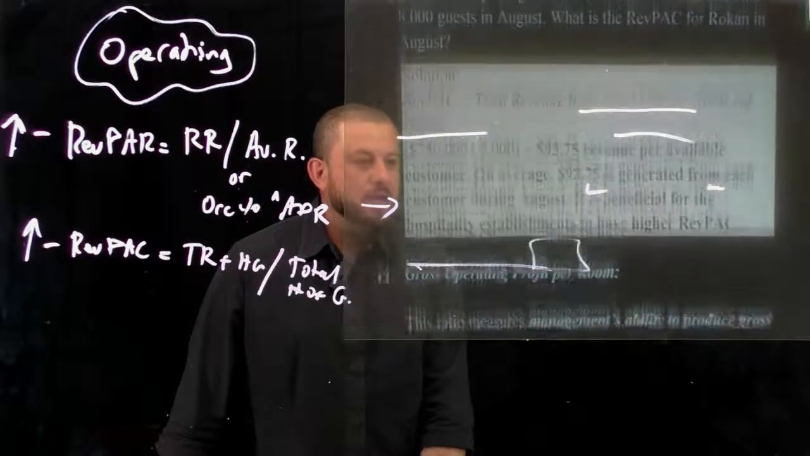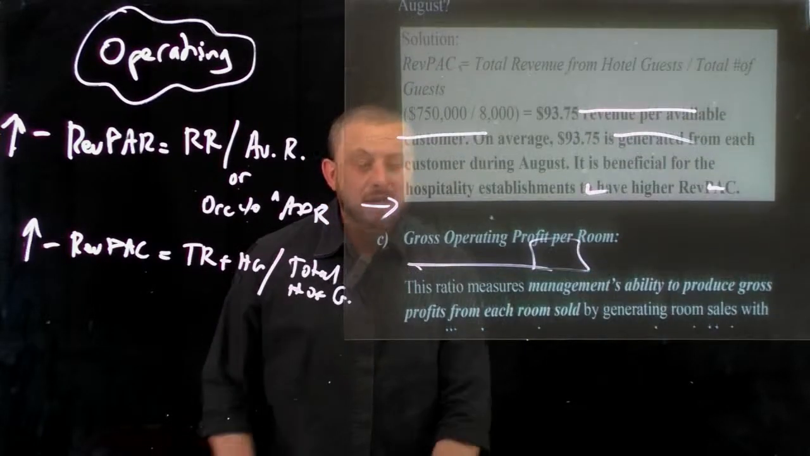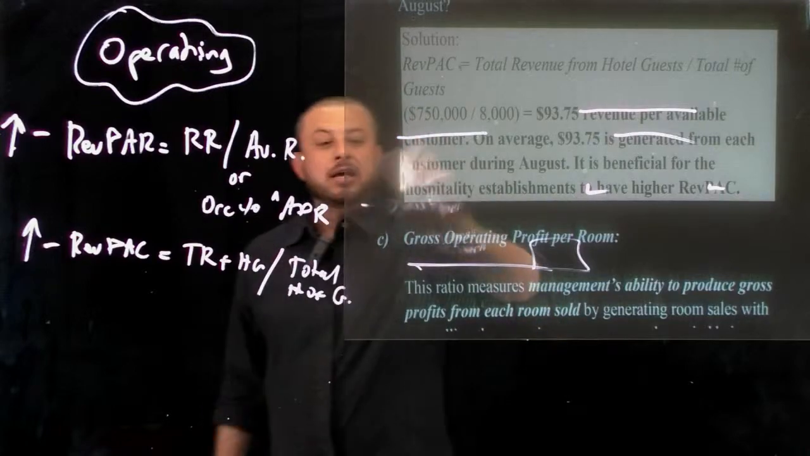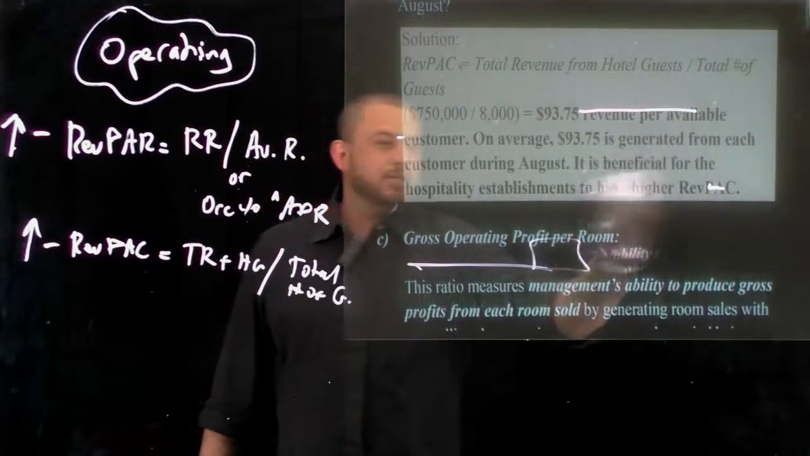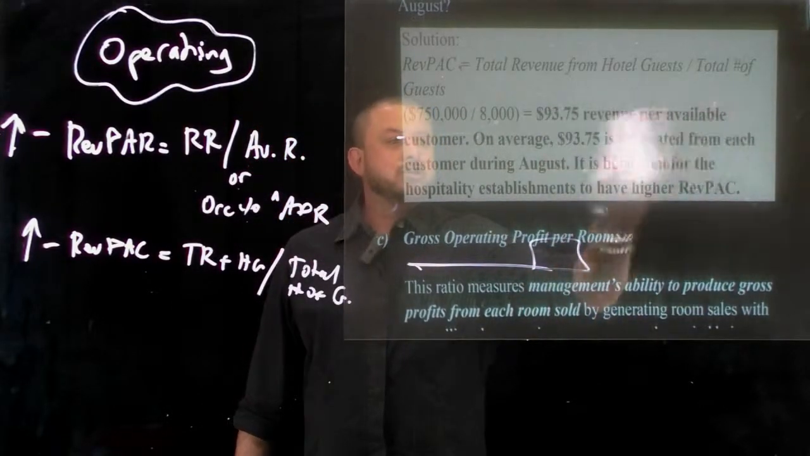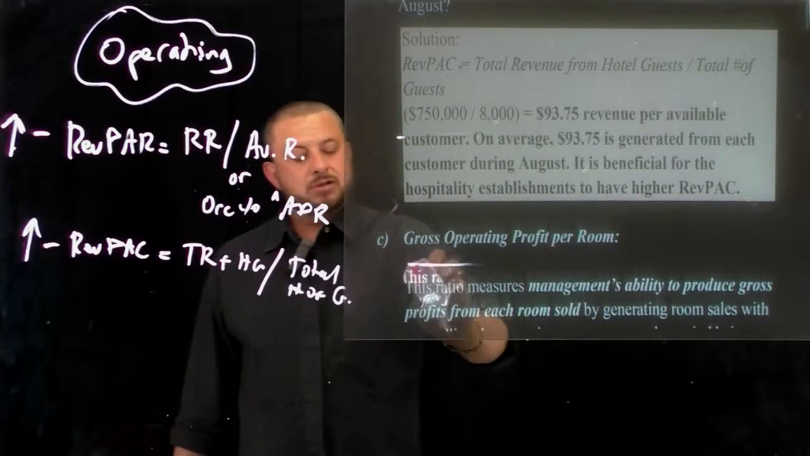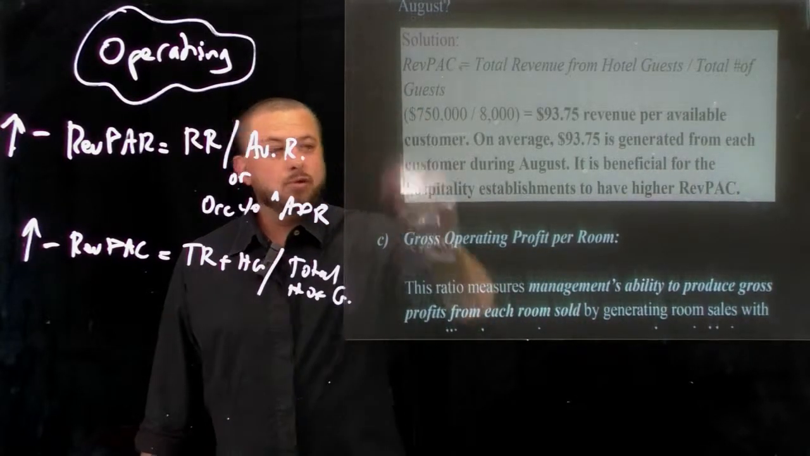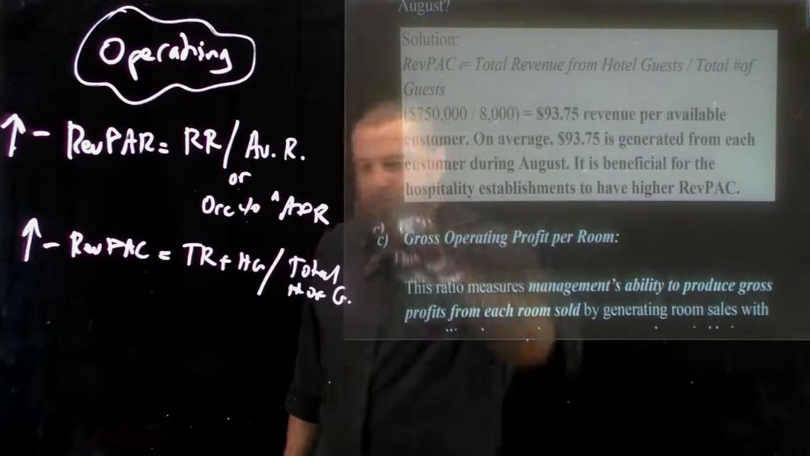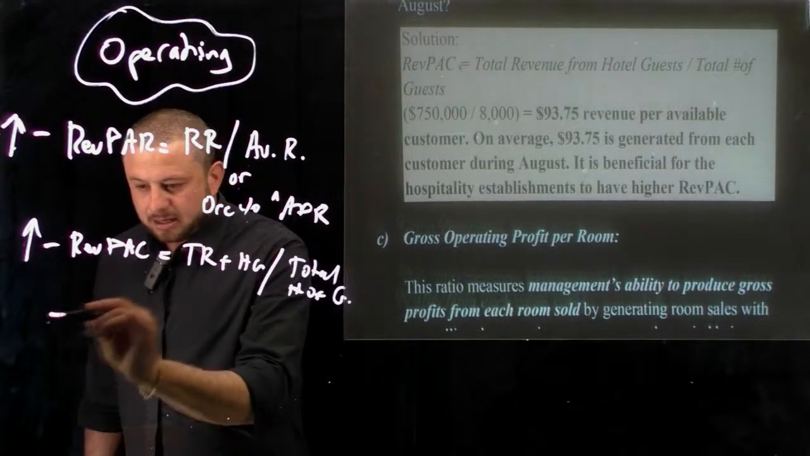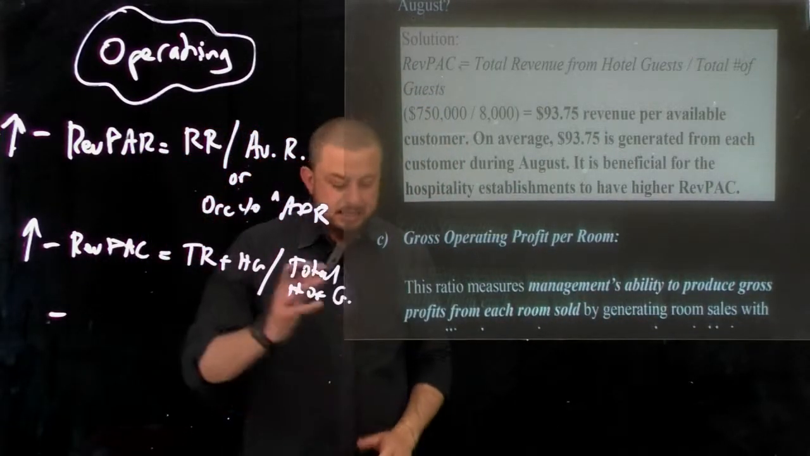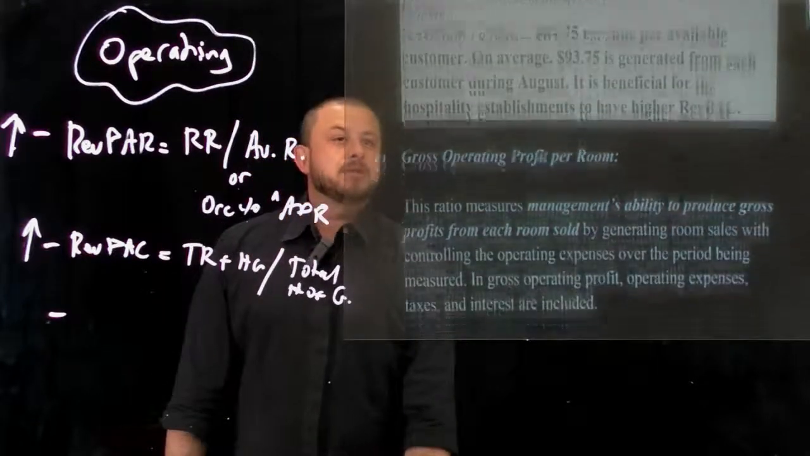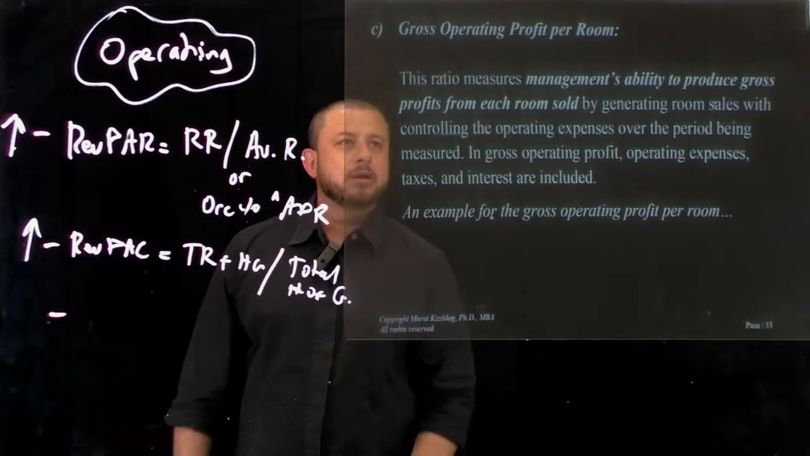$93.75 is generated from every single customer in the hotel. And of course, you want this ratio as high as possible. This is on average, because if the customers create more revenues, you will have more profits at the end, cover your liabilities at a great level, and then you will be a solvent and liquid company, and that's exactly what you want as a hospitality decision maker.